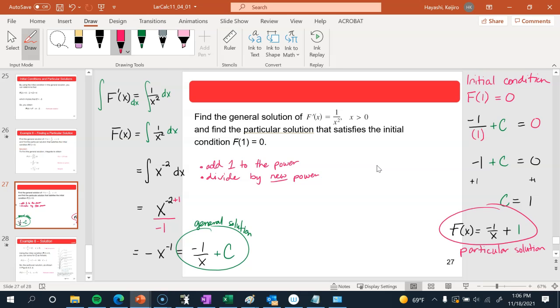Yeah, so basically to find a particular solution, you find your general solution first. Then you basically plug in some values. You plug in a number for x and you make it equal another number, and you're sort of solving for the variable c. That's really all you're doing.